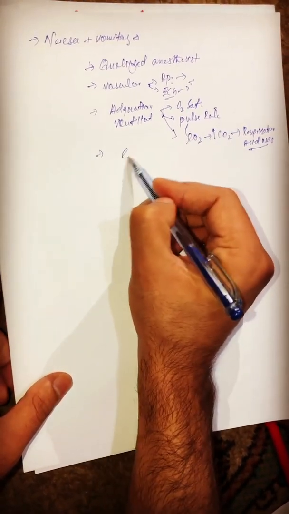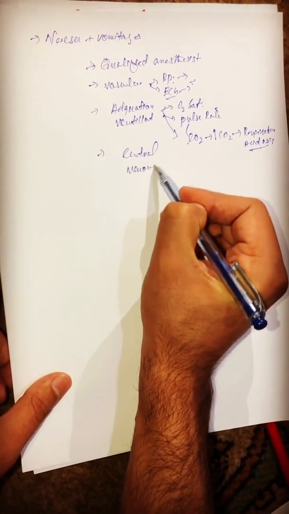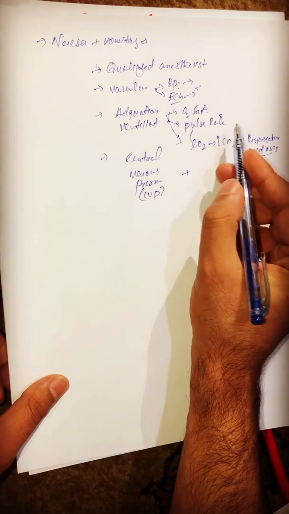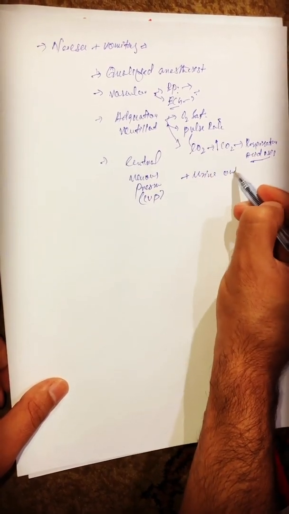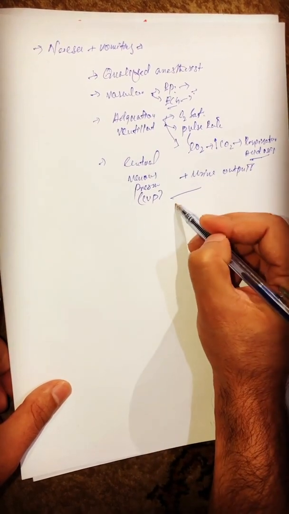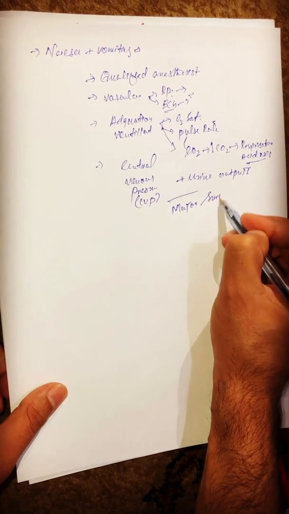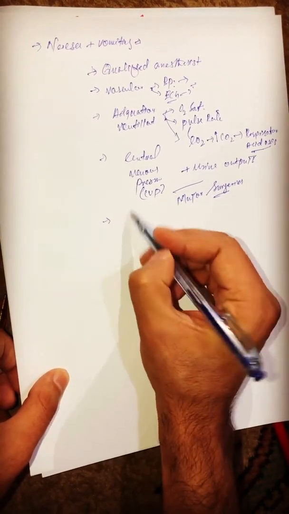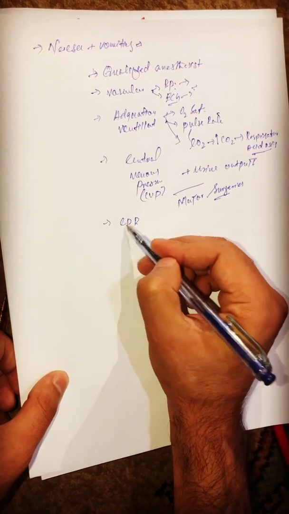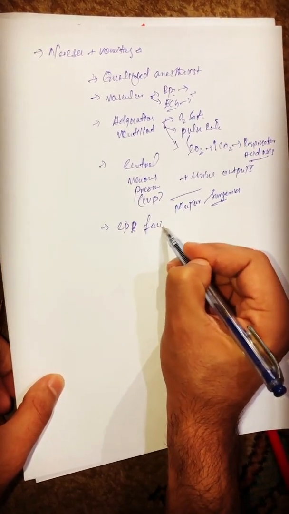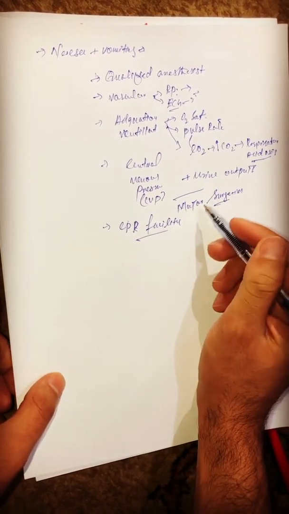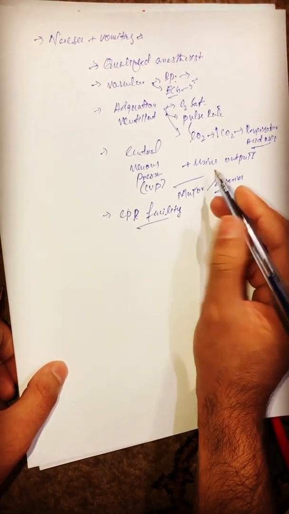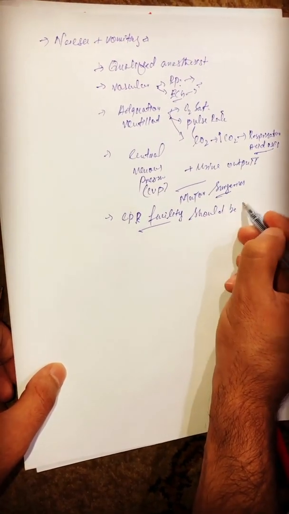The fourth one is central venous pressure, also called CVP, plus urine output. These are managed during major surgeries, not minor surgeries. And always remember, the CPR facility, cardiopulmonary resuscitation facility, should always be there, because the patient may go into an oxygen crisis, like hypoxia.